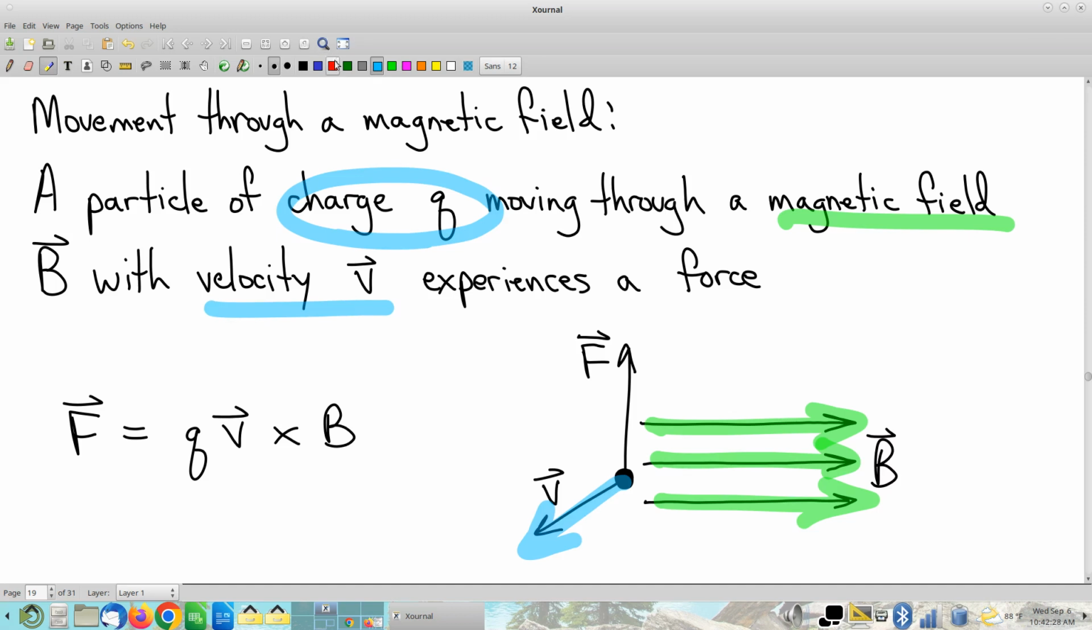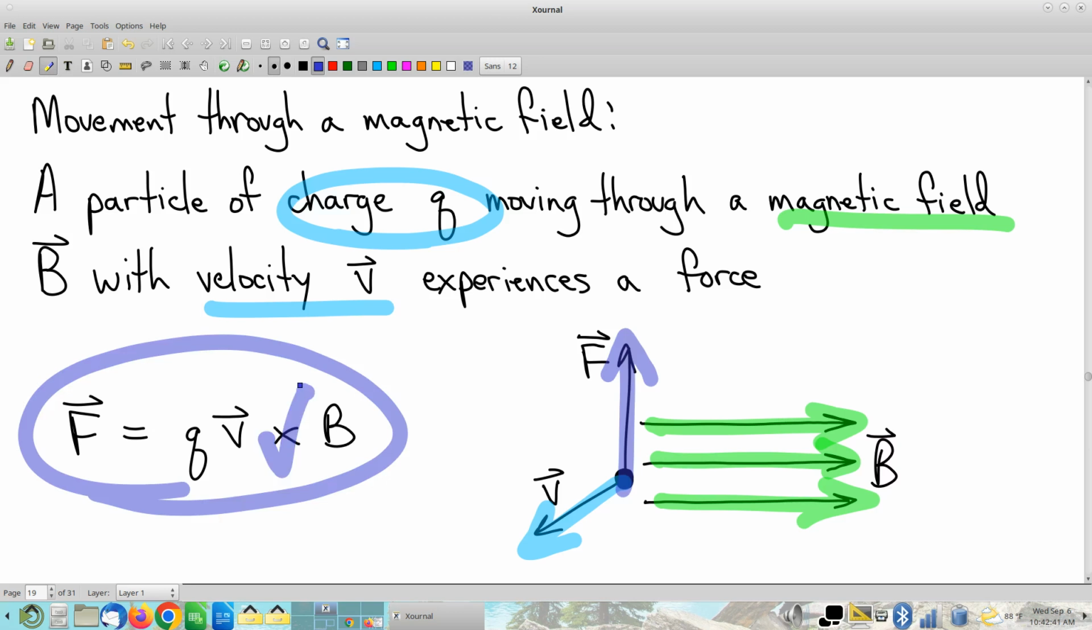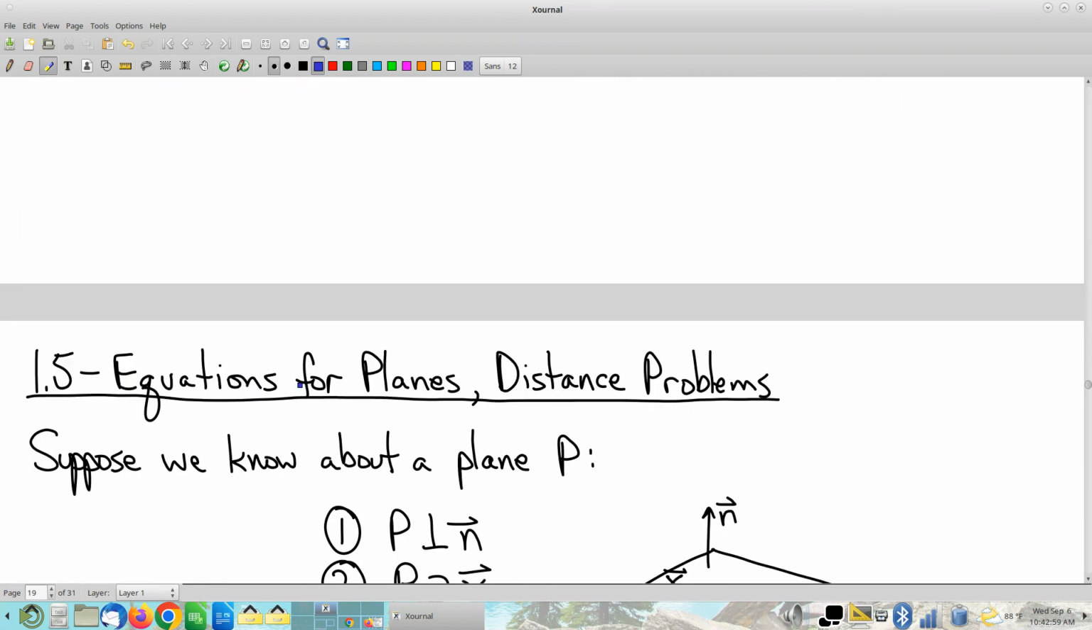Weird fact. The world that we live in is constructed in a strange way where movement through a magnetic field like so will create a force. And the formula for the force is a cross product. So again, this is ultimately a very natural thing, and physics is chock full of instances of the cross product coming up.